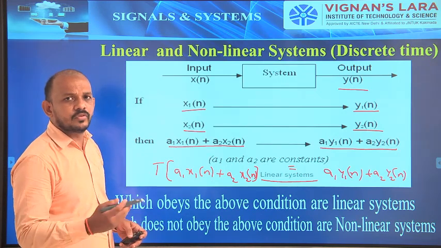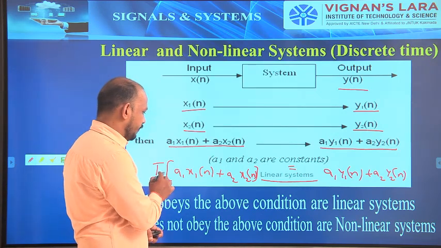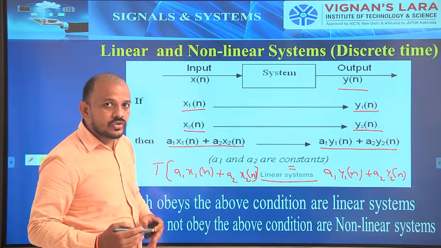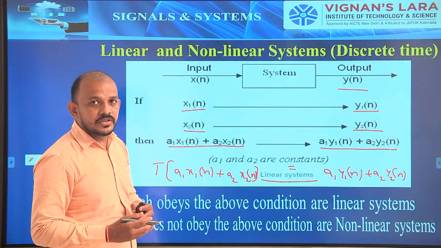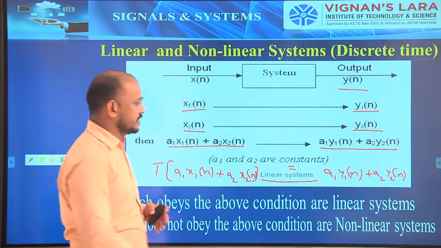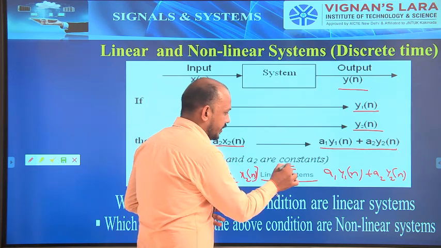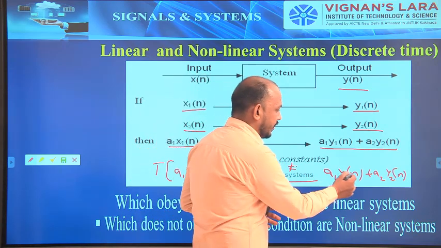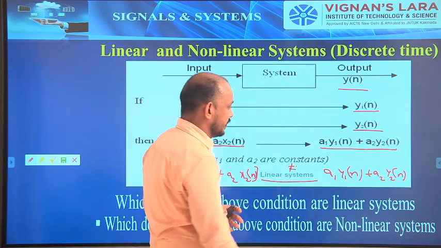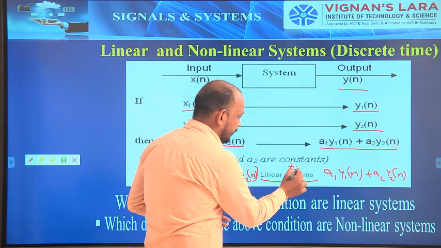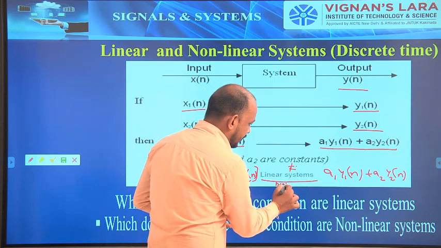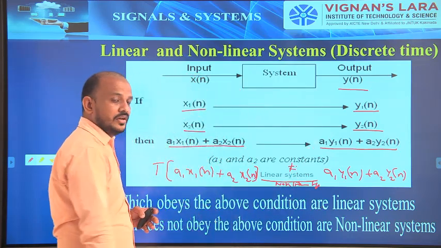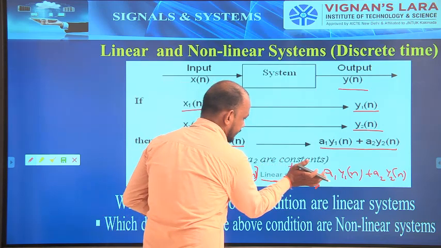If they do not obey the principle of superposition and homogeneity, then they are called non-linear. When they do not obey this, that is, if T of a1 x1 of n plus a2 x2 of n, the output due to the weighted sum of inputs, is not equal to the weighted sum of outputs, that is a1 y1 of n plus a2 y2 of n, then we can say that it is a non-linear system.